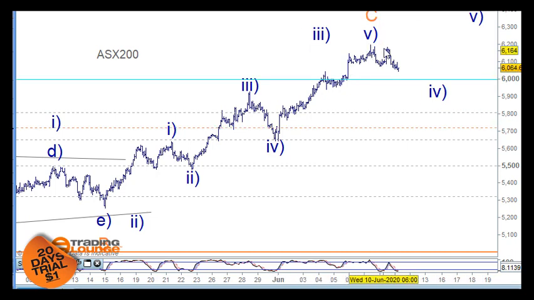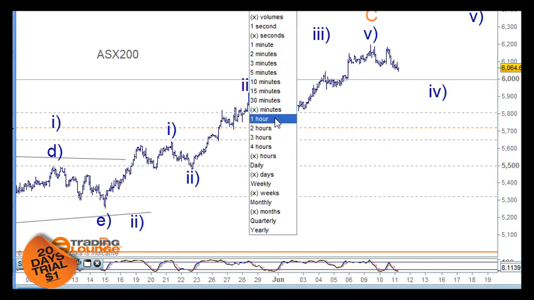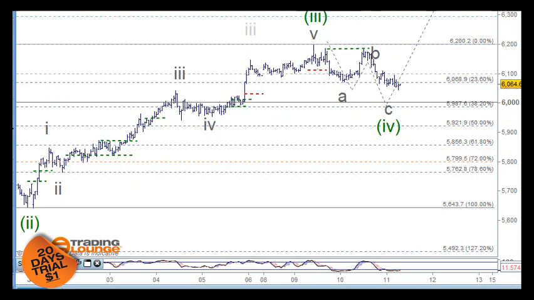So that said, we're going to go in and have a look at our bullish structure, because we were looking for an A and a B and a C here. Now the 38.2% retracement level that we're looking at was back at 6,000. So let's just go in and start to have a look at the bullish count here.